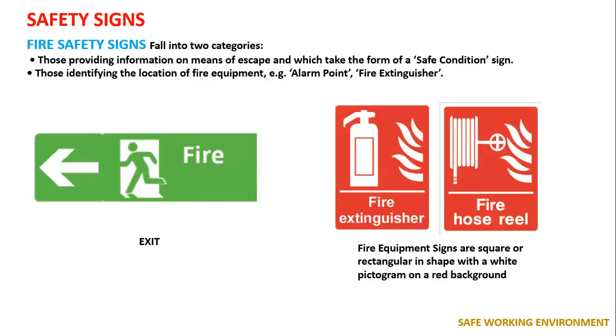So the next safety sign is the fire safety signs. This falls in two categories. Those providing information on the means of escape, which take the form of a safe condition sign, like the fire exit in the first picture. Then the next type of fire safety signs are for identifying the location of fire equipment. For example, alarm point, fire extinguisher, fire hose reel, like in the second picture we can see.